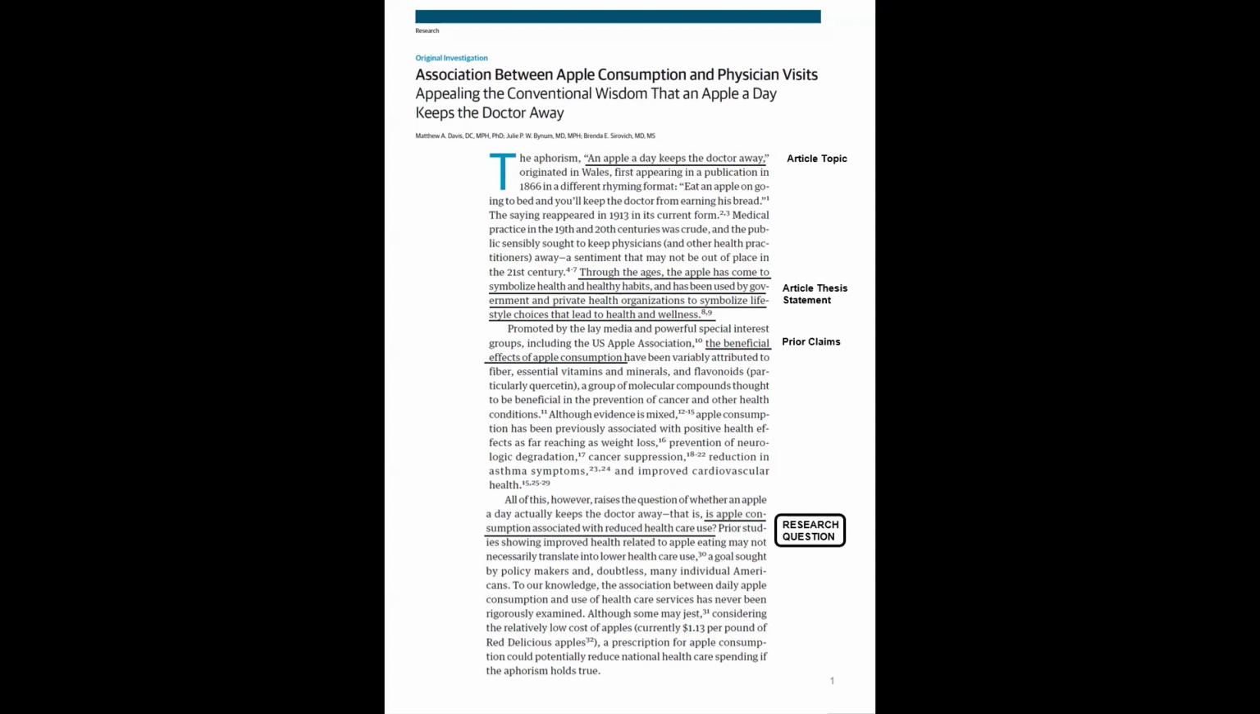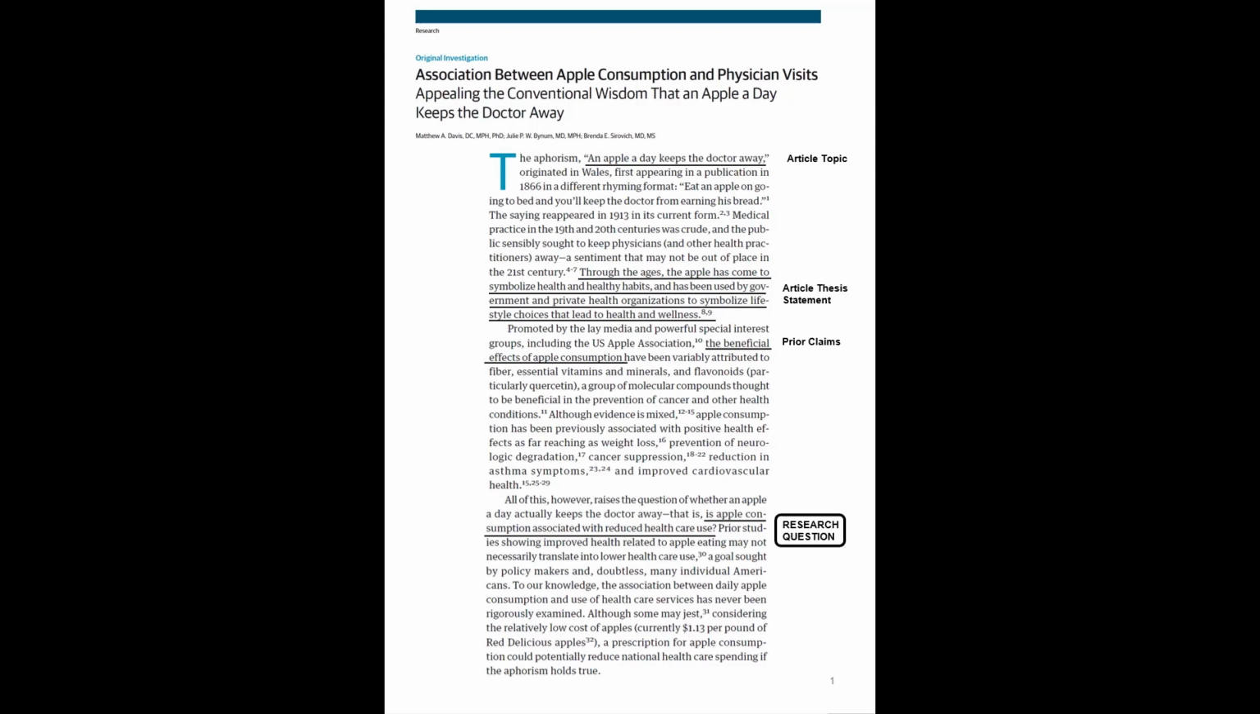Here we see an article from an academic journal that documents a research study. As we read the article, we start out looking at the first paragraph, which is the introduction, and we look at it carefully. And we highlight things like the article topic and the thesis statement, if we can find it.